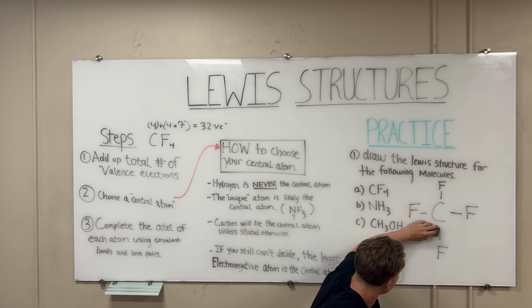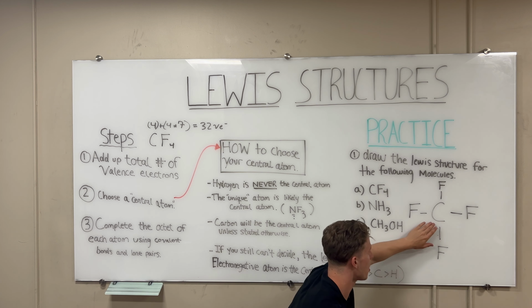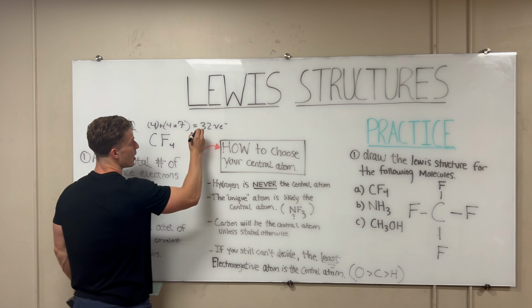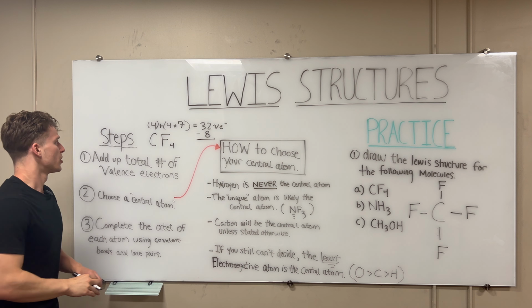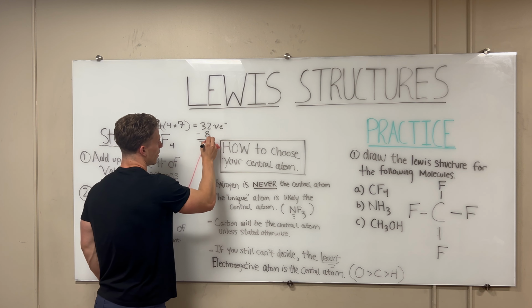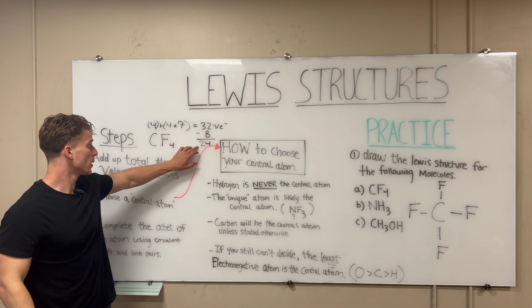Now, what about the fluorines? The fluorines are not going to make any more bonds to carbon. Carbon is done making bonds. It has its octet. So once you've made 4 bonds with carbon and it has its 8 electrons, you're all set with that carbon atom. Now, what about the rest of our valence electrons? We've used 8 electrons, but we have 32 to work with. So if we subtract 8, what are we going to have left? That's going to be 24 valence electrons remaining that we can work with.